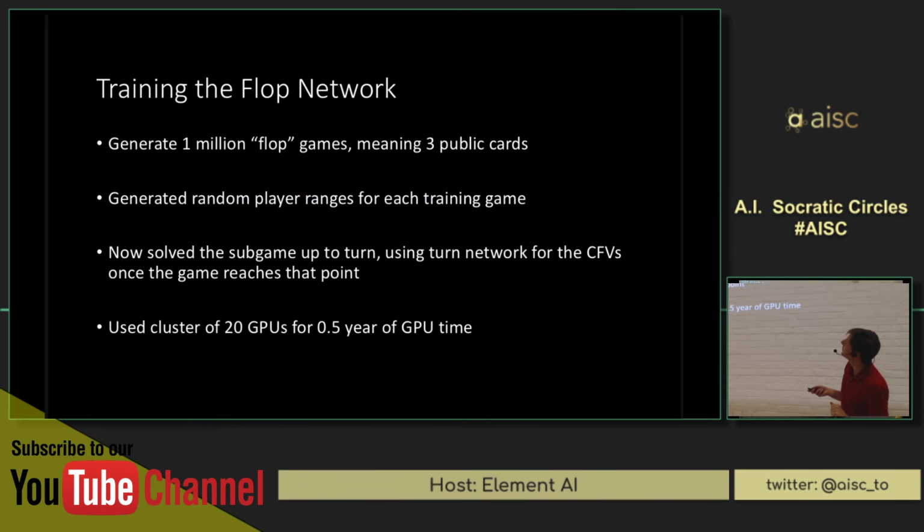Okay, and then the flop network is done similarly, except they're going to use 1 million training examples because there are fewer flop possibilities. But they're going to do the same idea, although instead of solving all the way to the bottom, because they can't, they're going to do the same subgame solving thing where they use their turn network to get to the bottom piece of it. So they're now going to solve the middle piece of the game. This takes less time on 20 GPUs and took half a year.